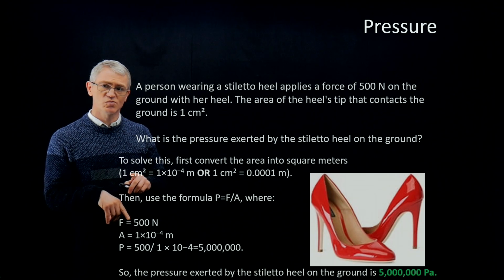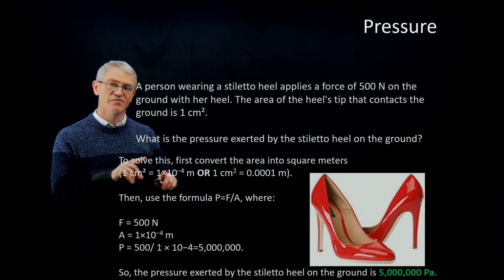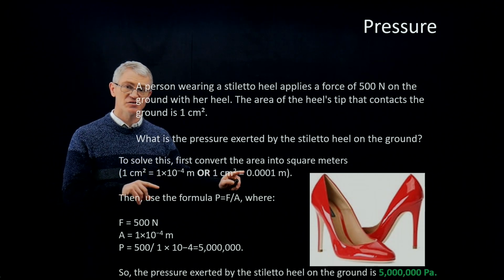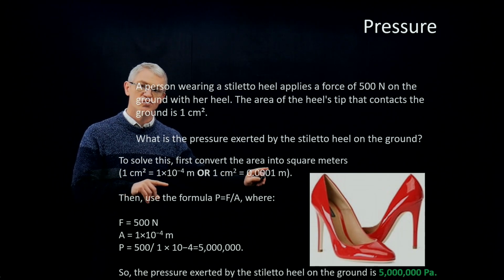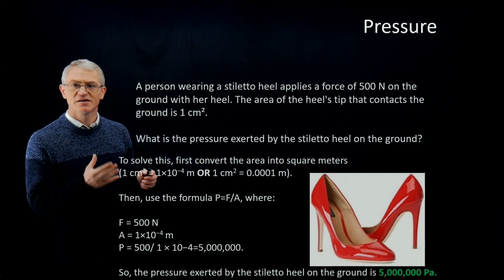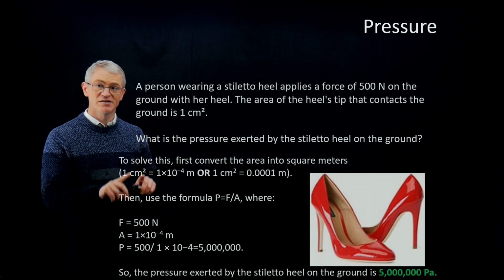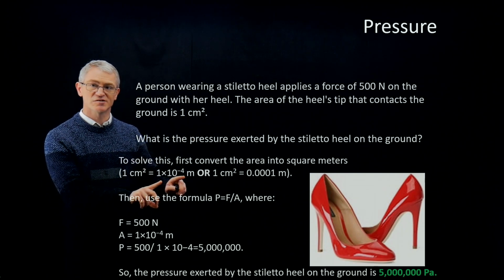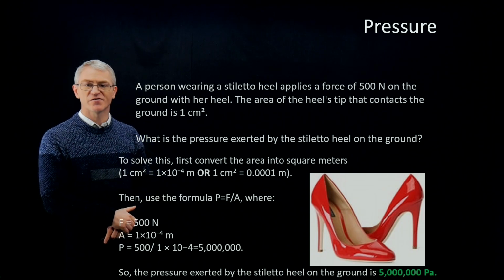So 1 centimetre squared is equal to 1 times 10 to the minus 4 metres squared. Or, if you avoid standard form, that's 0.0001. Use the formula P equals F over A, so that's the force, and that's the area. Put it in, and you get a pressure of 5 million pascals.